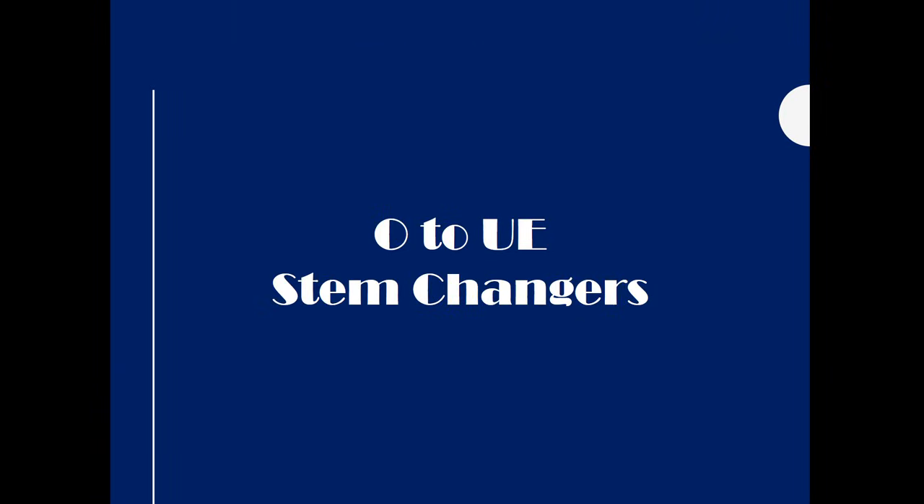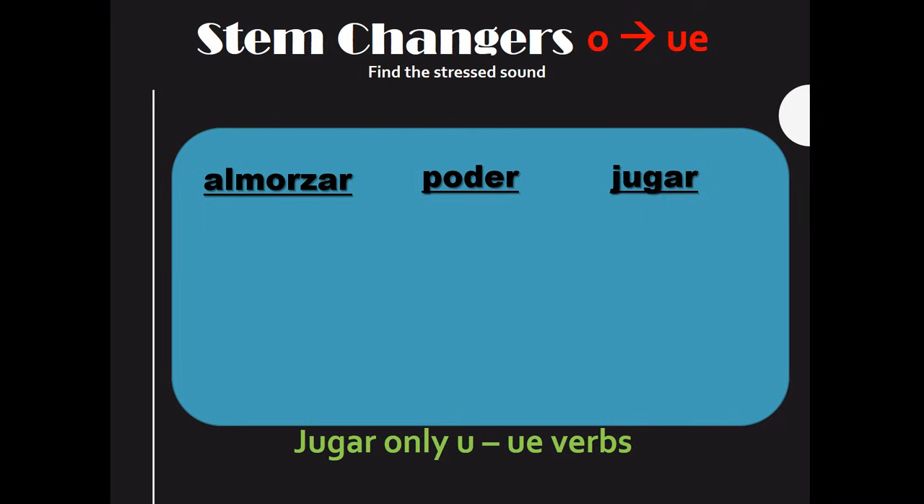O to UE stem changers. Let's give these a shot. For here, I have almorzar, poder, and jugar. Now, jugar, you're like, where's the O in jugar? It's not an O to UE stem changer. Remember, it is the only word in the entire Spanish language that changes from a U to a UE, but we are going to keep it in there so that you can see it.